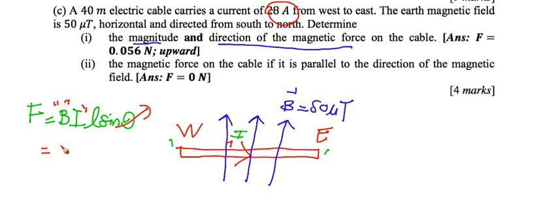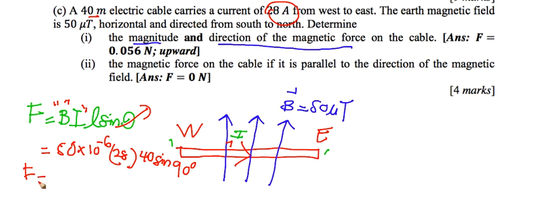So we have B equal to 50 micro, which is times 10 to the exponent minus 6. And the current flow, how many ampere? This is 28 ampere, and the length of the cable is 40 meter. And the angle theta is 90 degree, so sine 90 is equal to 1. So you have a force on the cable for the first situation. Okay, use the calculator, this is 0.056 Newton.